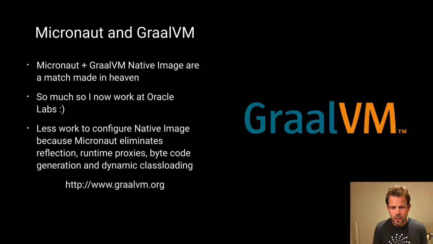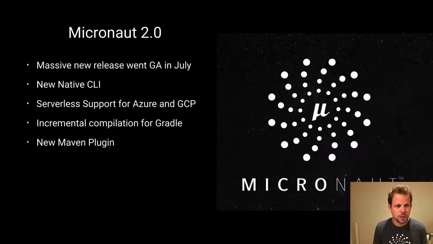Micronaut essentially does all that work for you at compile time, eliminating work that you would have to do otherwise to configure GraalVM. In terms of Micronaut 2, that was recently released in July, and it's a massive new release. We have a new native CLI, and the CLI is really cool because it's essentially written in Micronaut itself and compiled into a native image for Windows, Linux, and macOS. So we have a native implementation which serves as a great example of how to build a command line interface using Micronaut and Picocli and compile it into a native image.